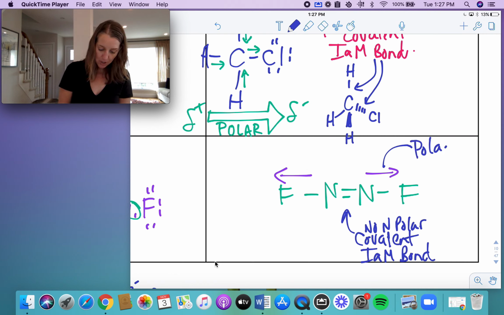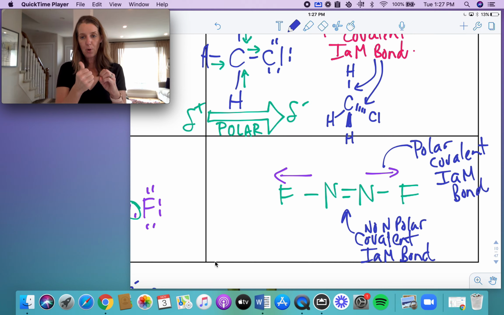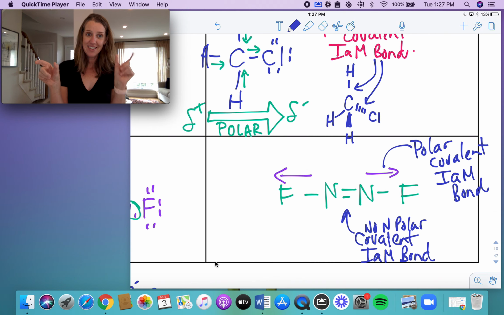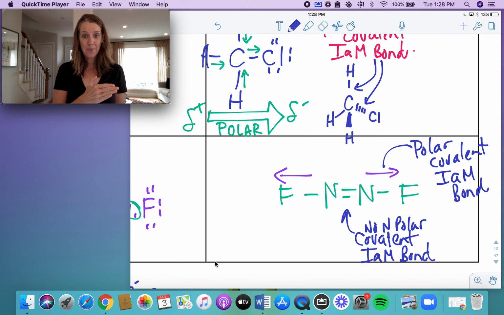Here you have a polar covalent intramolecular bond. And then because you have a polar covalent intramolecular bond going this way and a polar covalent intramolecular bond going this way, where they have equal magnitude, same strength, because it's between the same two atoms, nitrogen and fluorine on this side, nitrogen and fluorine on this side. What do you say about the overall polarity of the molecule? The overall polarity of the molecule is non-polar because they have equal magnitude, opposite directions. They cancel each other out like you would cancel out vectors in physics, and you have yourself a non-polar molecule.